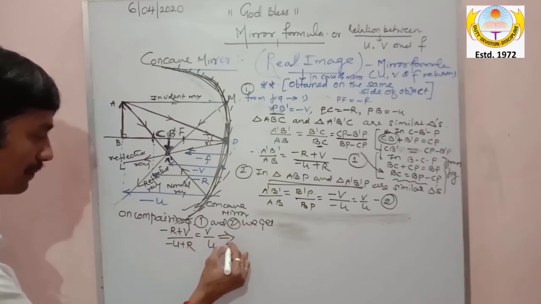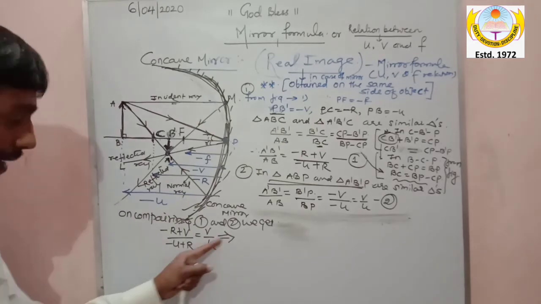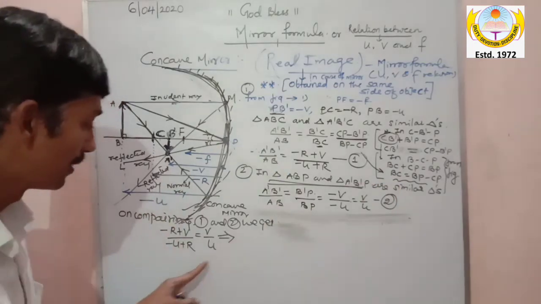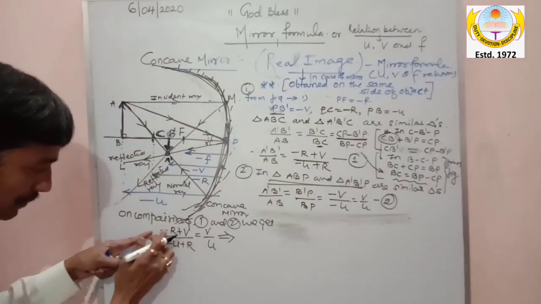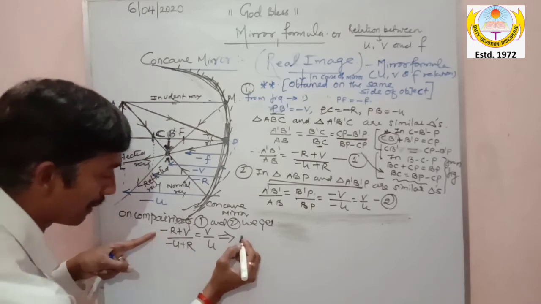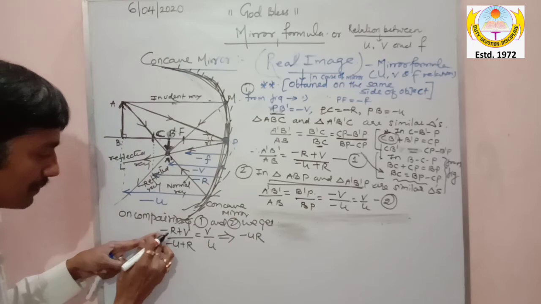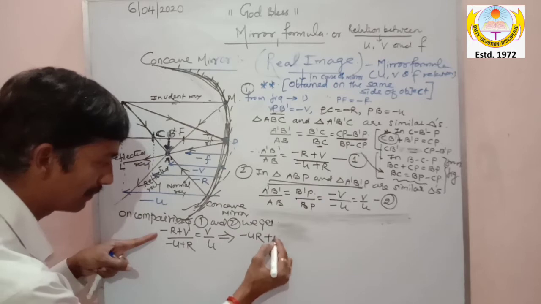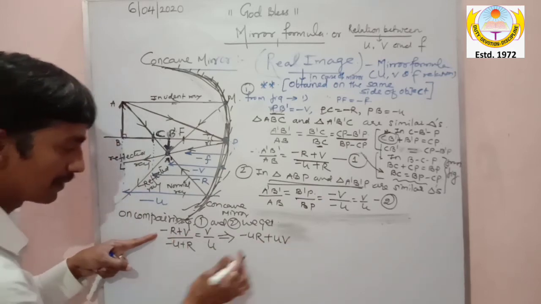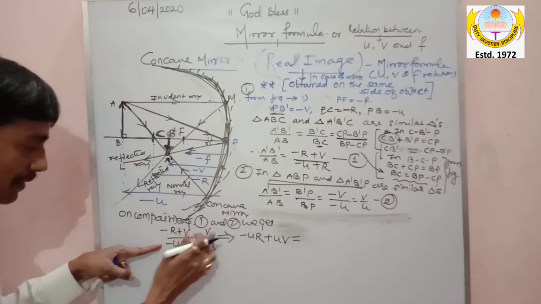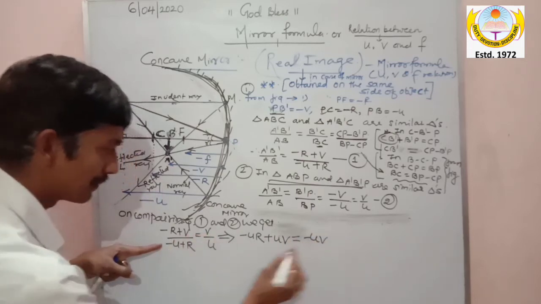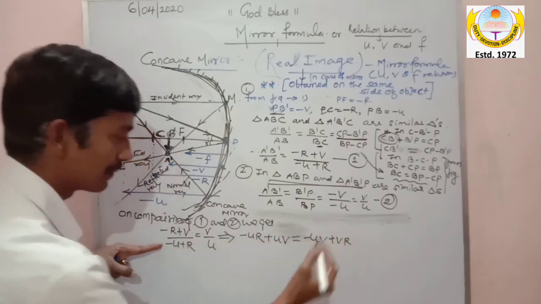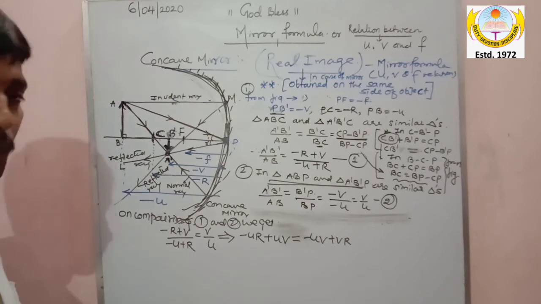This will give me, and this implies, that is going further, you know all. Let us cross multiply these two. So minus R and U will multiply, this will become minus UR, minus UR plus UV is equal to this side, minus UV plus VR. I hope it is clear.